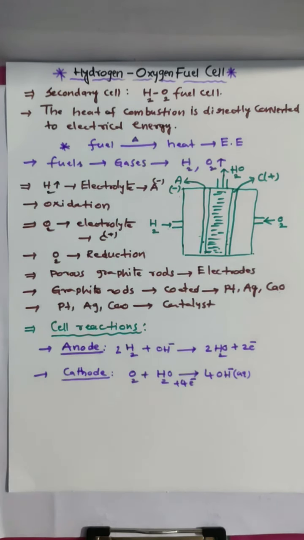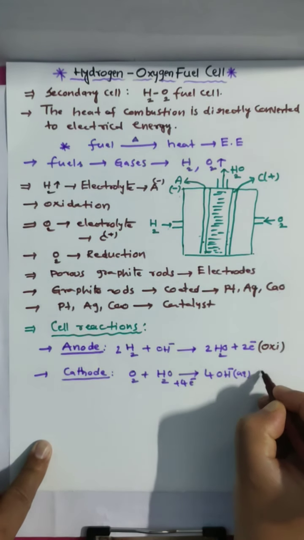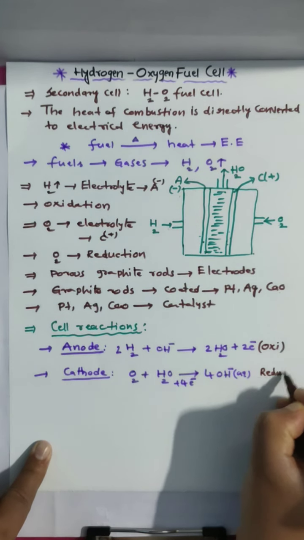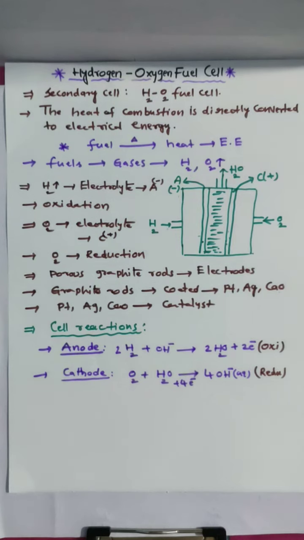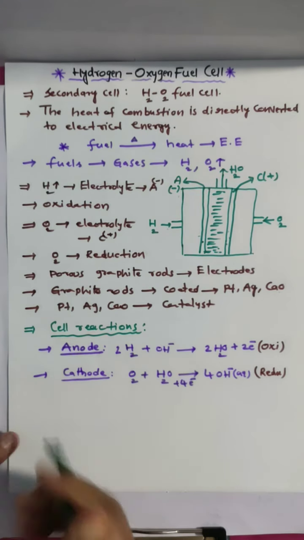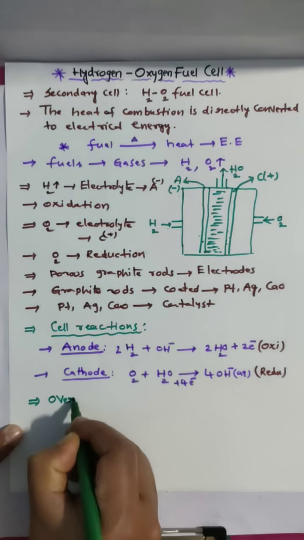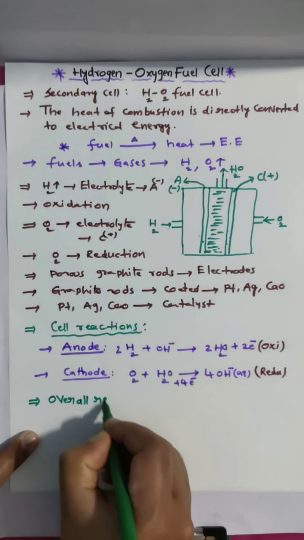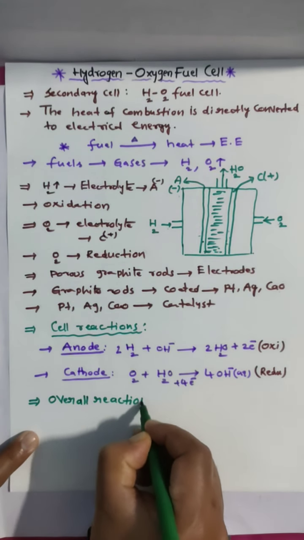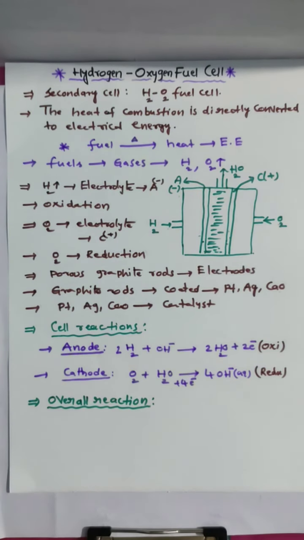So this is oxidation, already I given, and this is reduction. At anode always oxidation, at cathode always reduction will be takes place. Now you write the overall reaction. Overall reaction, that is cell reaction, means we have to combine oxidation and reduction.